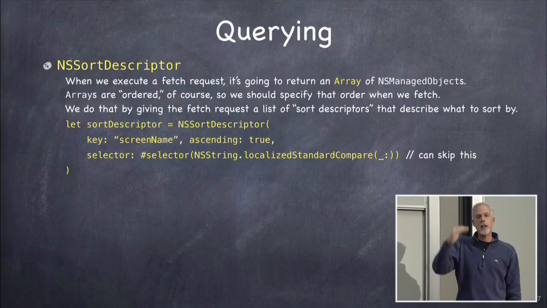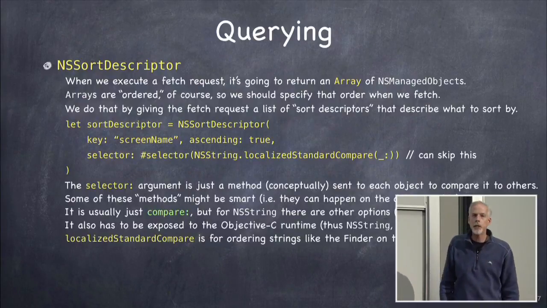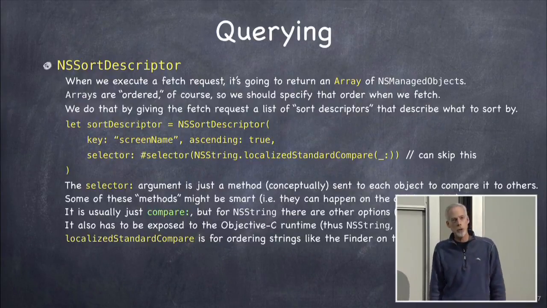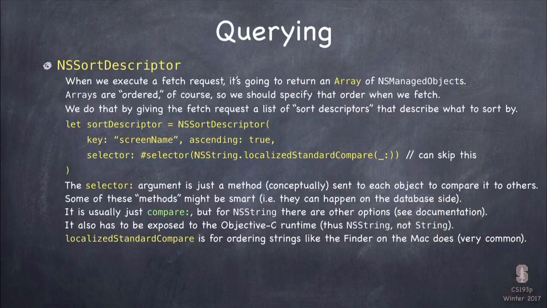And notice it has ascending or descending, right? That's A to Z or Z to A. And then it has this argument, selector. And this one creates some confusion. But really, this selector just says, what method am I going to use to compare items to do the sort? All right? Now, you don't even have to specify the selector if you don't want to. And for almost all data types, numbers, dates, it's going to use a method called compare. Okay?